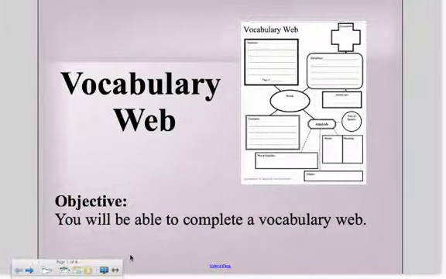A vocabulary web is a tool that we will be using often throughout the year because it helps us gain a deeper, in-depth understanding of words. Some of these words may be challenging words we come across, or often just interesting words that we come across in the various texts that we read. So this video will break apart all the components of the web and show you how to complete each part so that you too will be able to complete a vocabulary web of your own.